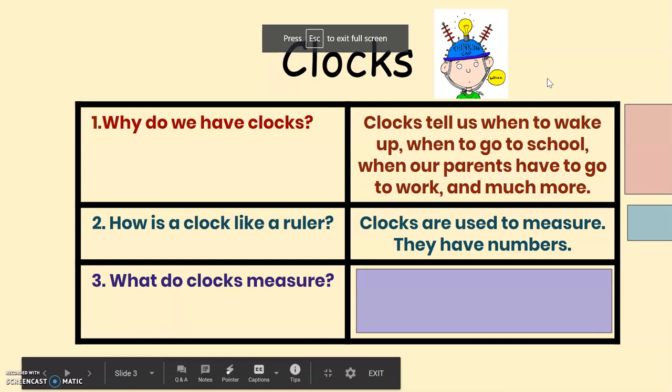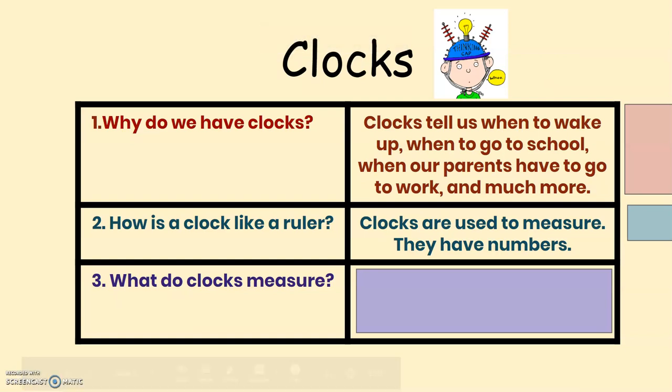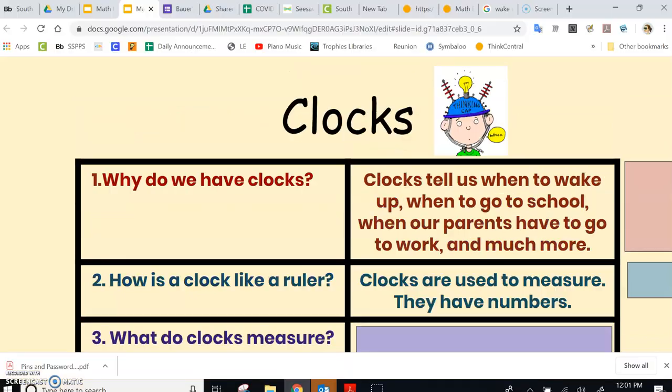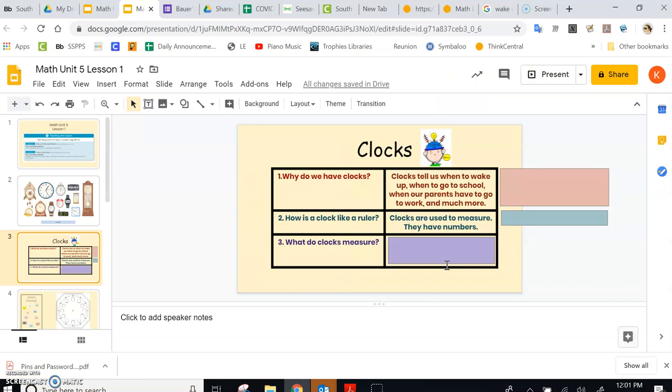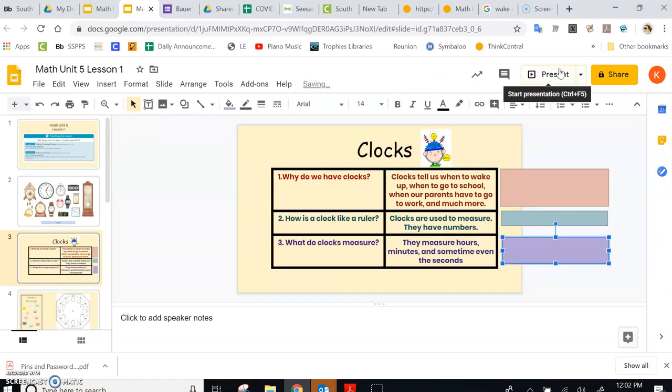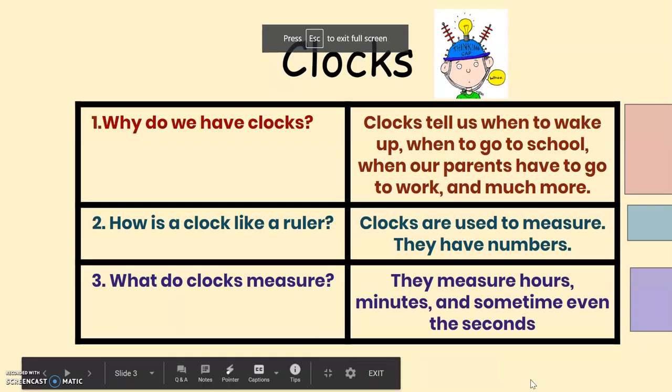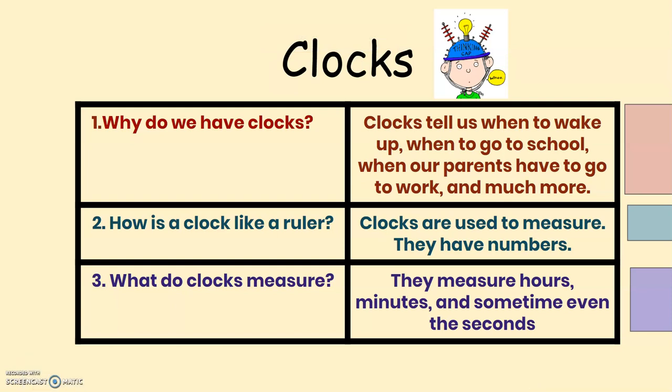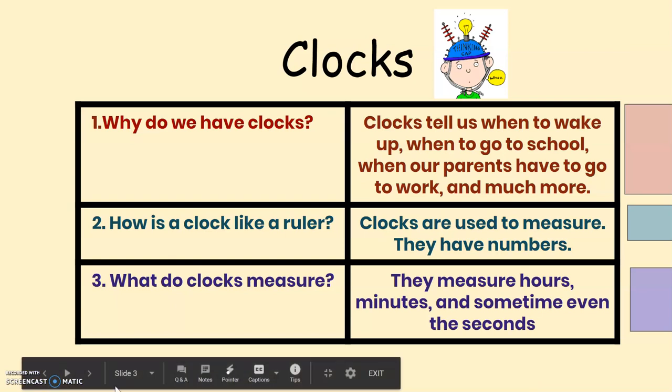Well, Mrs. Bauer put down that clocks are used to measure, and they have numbers, just like rulers. The last question is, well, if clocks are used to measure something, I know it's not inches, I know it's not centimeters, but then what does a clock measure? Did you say that clocks measure hours, minutes, and even seconds some of the time? Great work, everyone. Let's keep going.